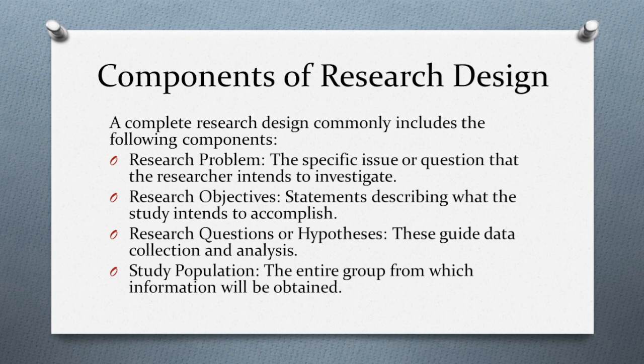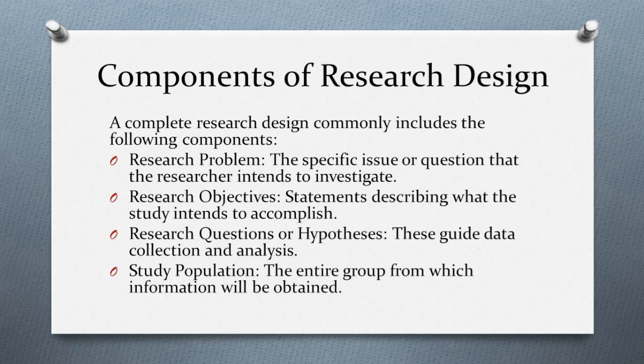There are some components of research design. A complete research design commonly includes the following components. 1. Research problem. The specific issue or question that the researcher intends to investigate is a component of research design. A research objective, a statement describing what the study intends to accomplish, or also research questions or hypotheses. These guide data collection and analysis.